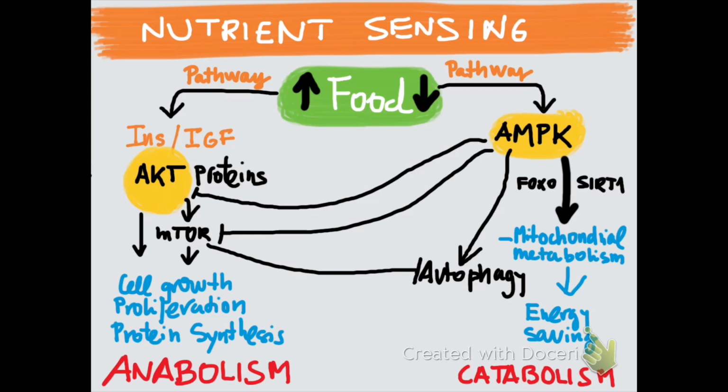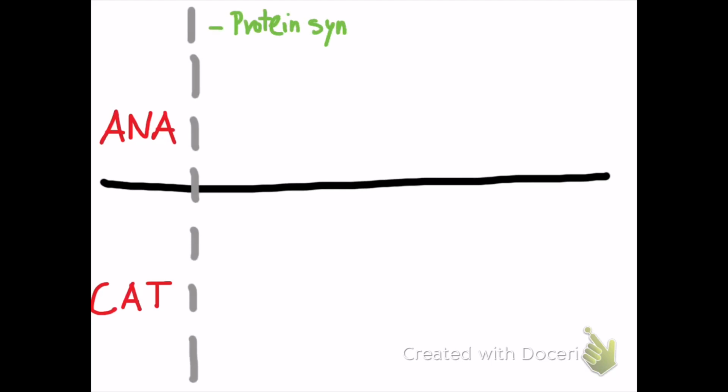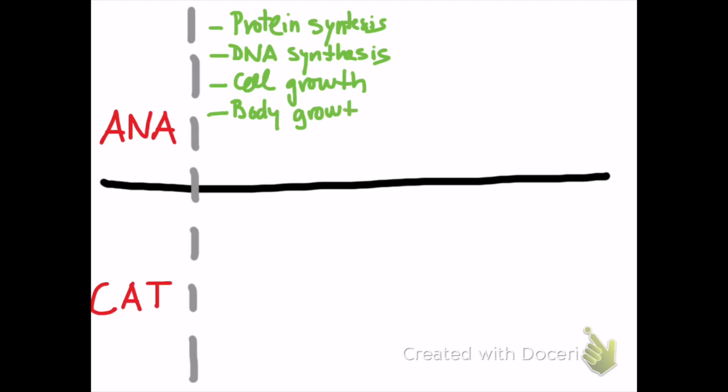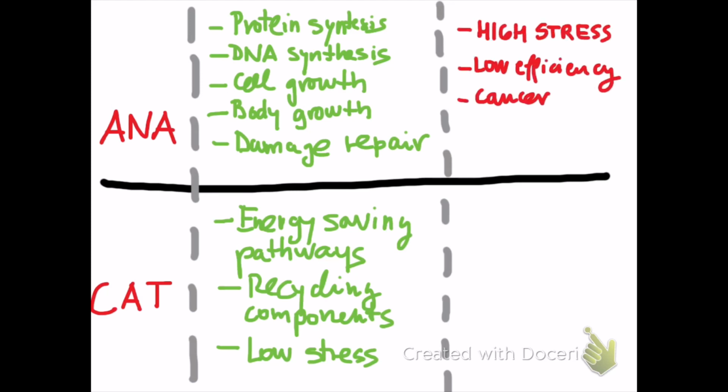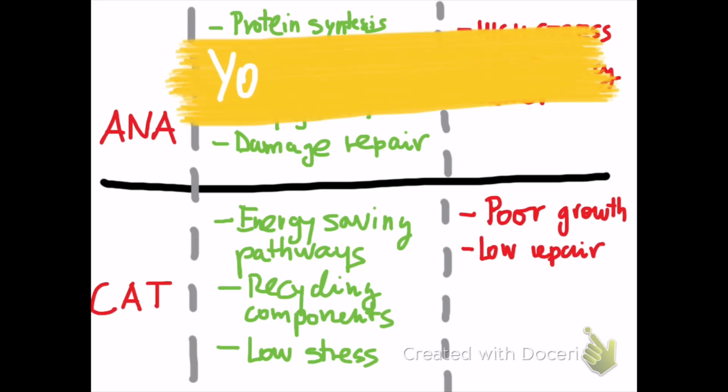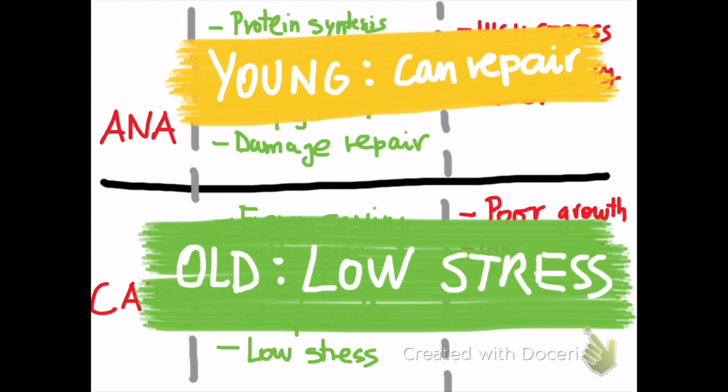The insulin pathway is anabolic, making new molecules, and the AMPK pathway is catabolic, destroying molecules to obtain energy. The insulin pathway is an anabolic pathway and therefore increases protein synthesis, DNA synthesis, cell growth, organism growth, and the ability to repair damage. In contrast, the AMPK pathway is a catabolic pathway that activates metabolic pathways that allow energy saving and component recycling while generating less oxidative stress. The anabolic pathway is characterized by generating oxidative stress, low energy efficiency, and cancer, while the catabolic pathway generates less cell growth and slows the repair capacity. So the anabolic pathway is typical for young organisms, while the catabolic pathway is typical of adult or aging organisms.